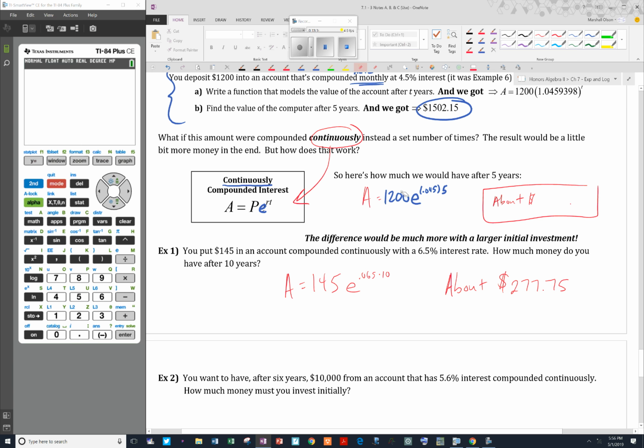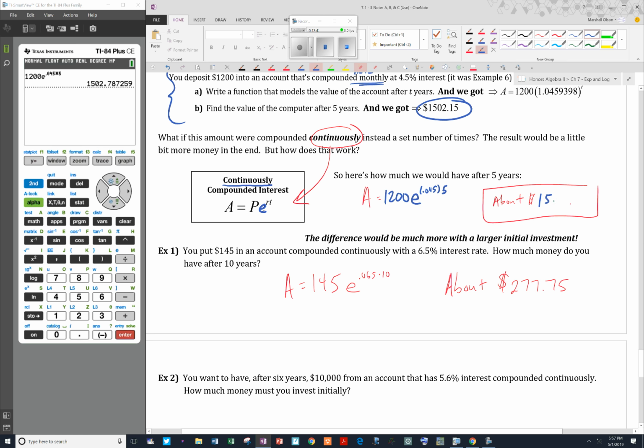So here's what we're going to type in our calculator. We're going to go 1,200, and then we're going to put that e to the x. We're going to use that thing right there. So second, and then hit that button that's an ln right there. We'll talk about what that means later too. And we're going to take that e to the 0.045 times 5 and hit enter. That's how much money we'll have after 5 years if it's compounded continuously.